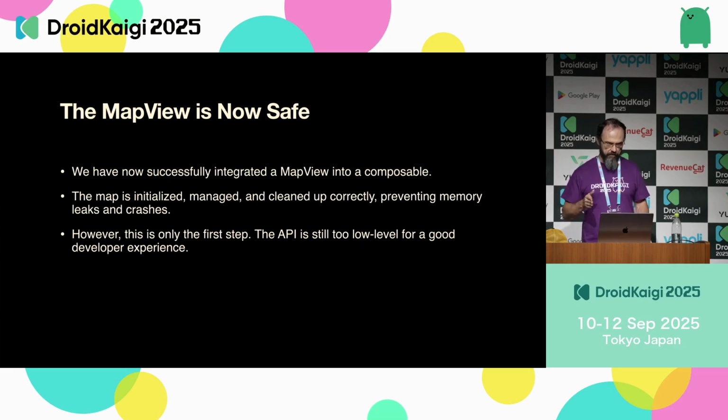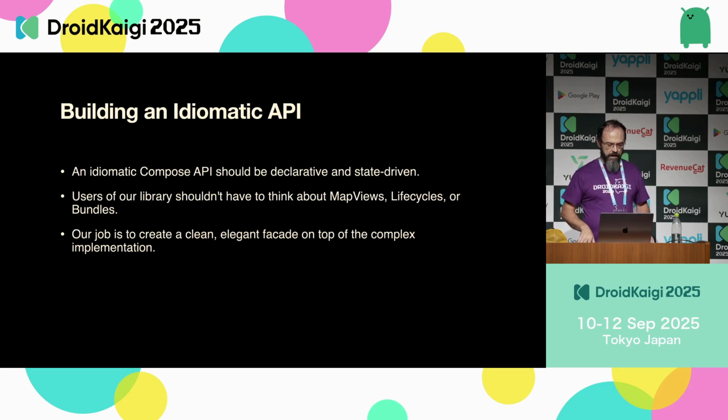A developer that was using the view system would call functions like set text, change color, etc. But on Compose, we don't call those functions. We need to provide them via an API. So we need to create an API to expose the internal APIs from Google Maps. An idiomatic Compose API must be declarative and state-driven. The users of our library shouldn't have to think about map views or lifecycles or bundles, because those are not part of the Compose world. Our job is to create a clean and elegant facade on top of a complex implementation.